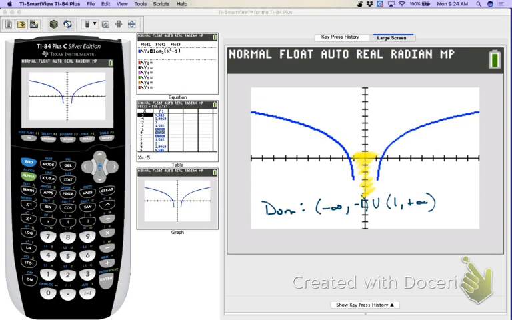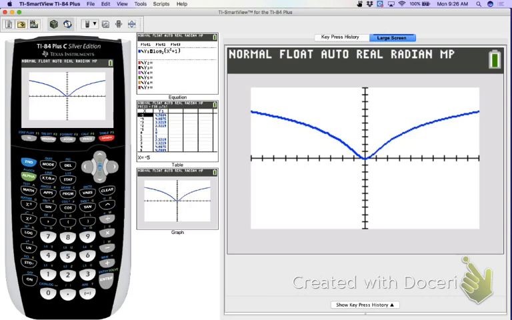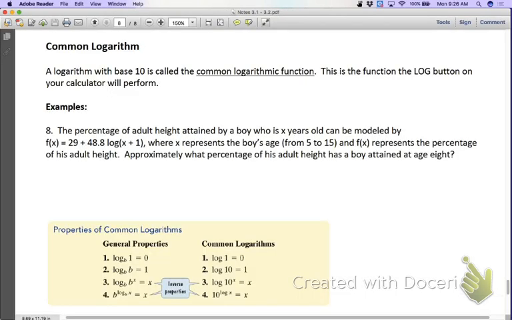Even if I just change up one value, if I change it to a positive instead of an x squared, a common log is just a base of 10. So if there's no number listed, like log base 2 or log base 5, it's just log base 10. So it's 10 to that power.